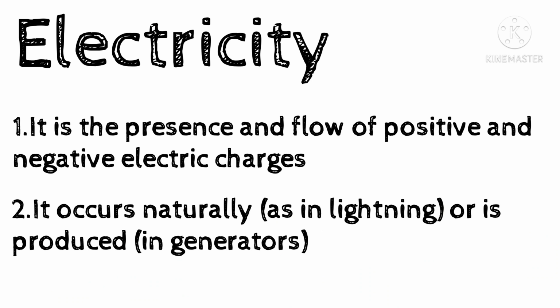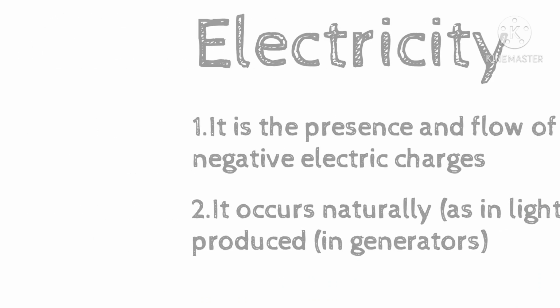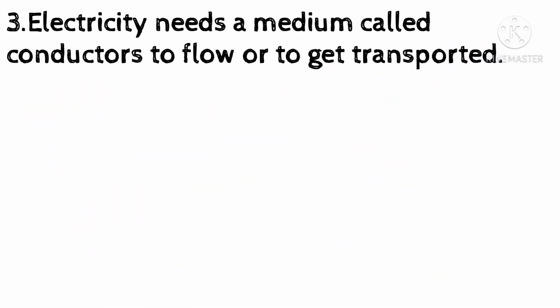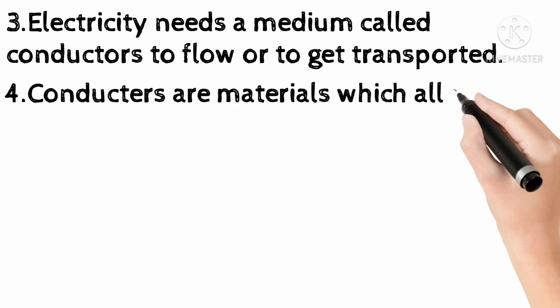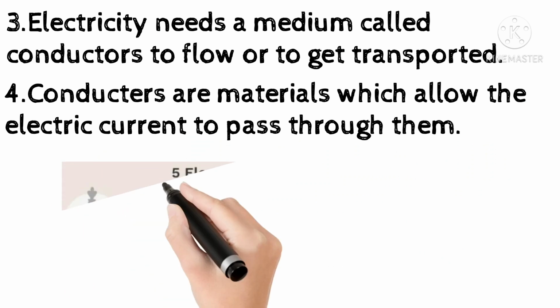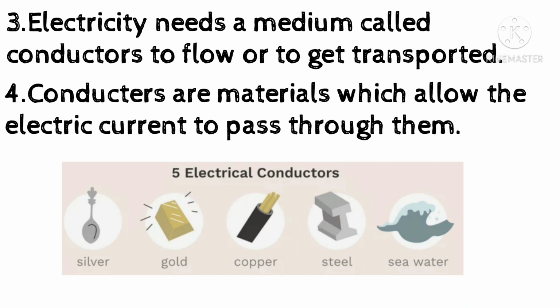We have seen electricity in lightning which is natural, and we can also produce electricity in generators. Point number 3. Electricity needs a medium called conductors to flow or to get transported. Electricity just does not go, it needs a medium called conductors. So what are conductors? Conductors are the materials which allow the electric current to pass through them.